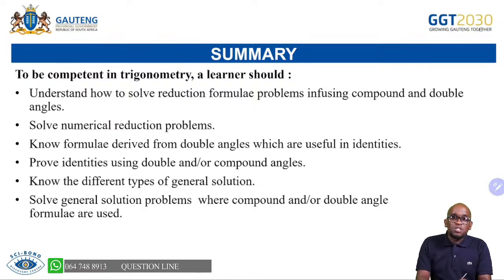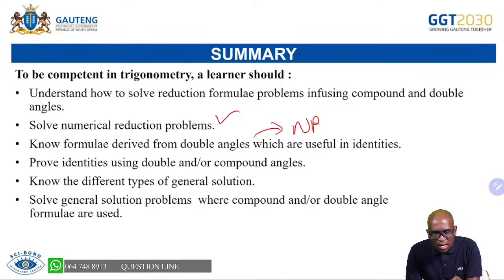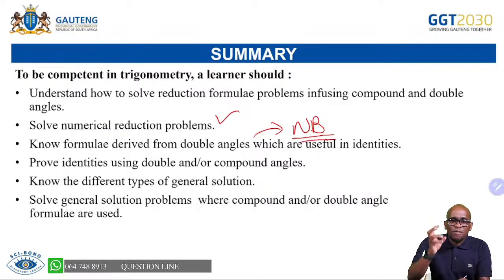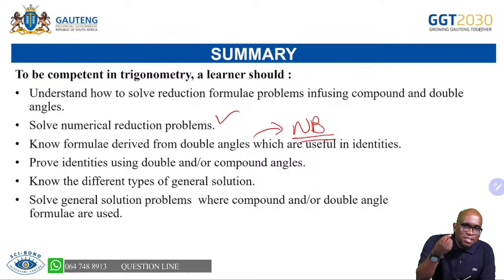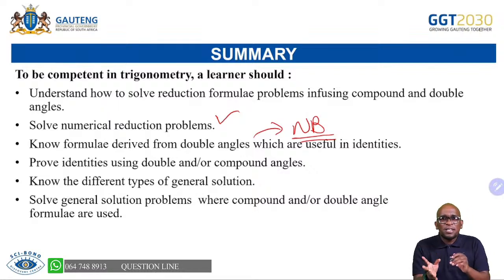To be competent in the trigonometry that we did today, one needs to understand the reduction formula and infuse the compound angles there. One needs to know how to solve numerical reduction problems. We did that. One needs to know the formulas derived. This is very, very important. It helps you with identities. The formulas that I derived from the compound angles, the double angles, as well as the square identities. We did find some difference of two squares and a hidden perfect square trinomial.